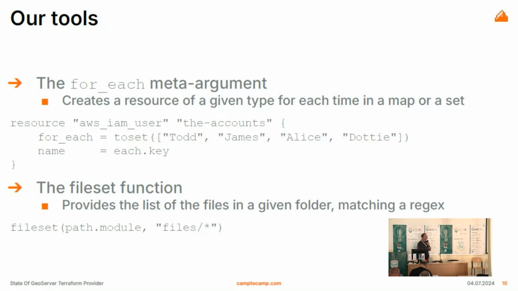So what are our tools? First, we have the for_each meta argument, which creates a resource of a given type for each occurrence in a map or in a set in Terraform. So for example, here we have an example. We want to create AWS IAM accounts. We have a list, and Terraform will parse this list and create and maintain the knowledge of this list. We have also the fileset function, which easily provides a list of the files in a given folder matching a regex.